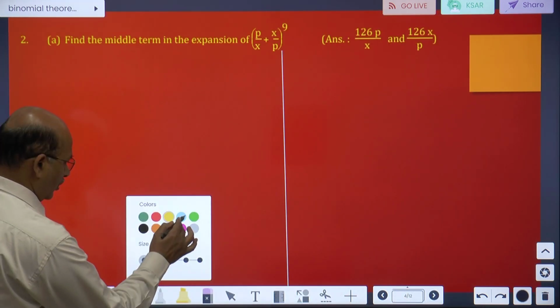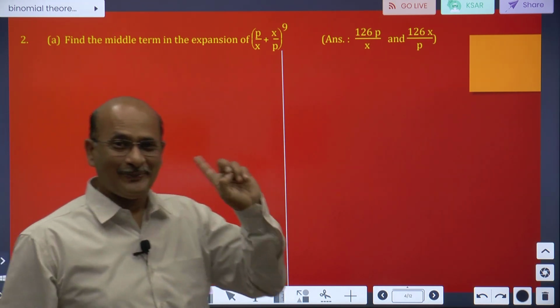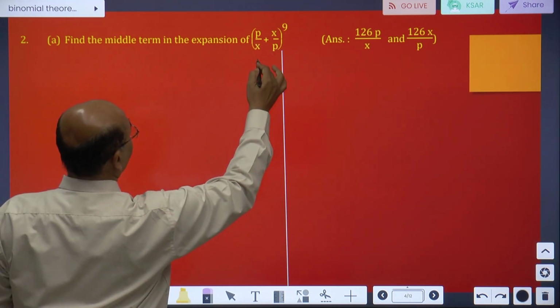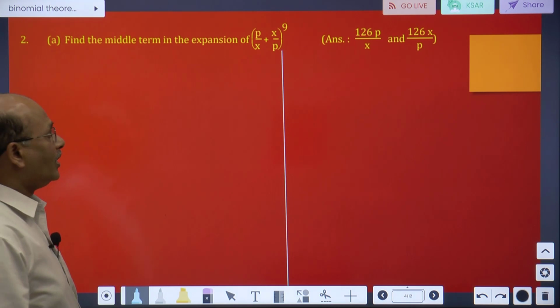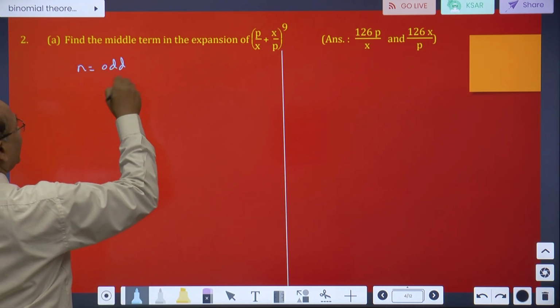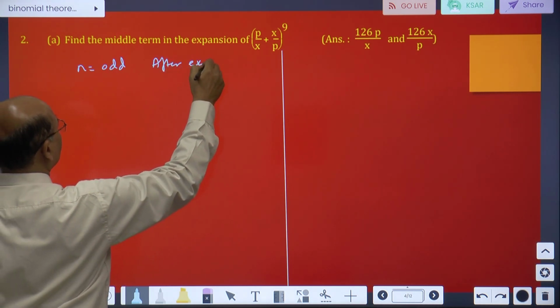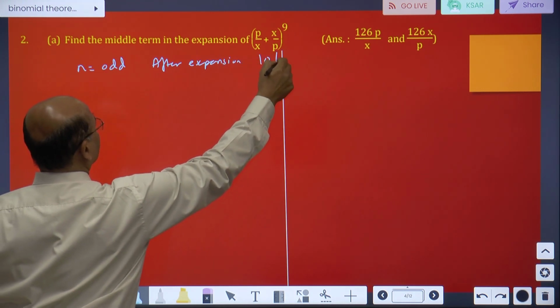Next. Okay, find the middle term. Now, I told you the middle term formula. Find the middle term of the expansion of p upon x plus x upon p raised to 9. Now by the way, as n is odd, how many terms will there be after expansion? After expansion there will be 10 terms.